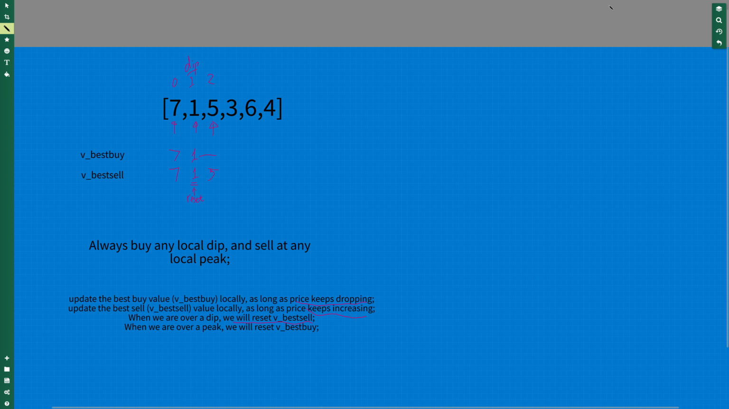Because now the value is lower than before, so we keep dropping the price. Right, let's just move on and try another one, number 3. So index number 3, we encounter a number 3 here, and because now the price keeps dropping.